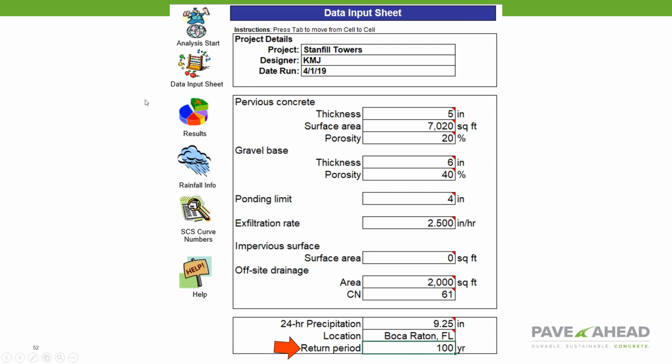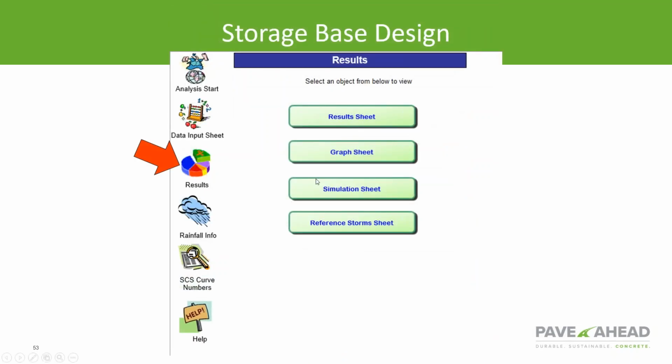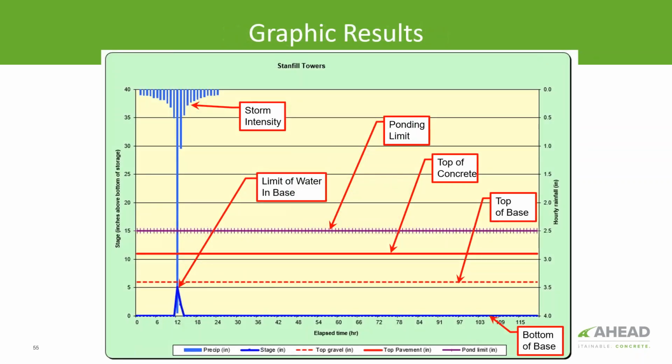When you get all that together, you're going to go over here where it says results. And when you hit on results, you're going to get these 4 options here. And the first one I always go to is the graph sheet, because that's going to tell me right away if I have enough stone. So when you go to the graph sheet, here's what you're going to see. Now, these call outs I have here, that's not normally there. I put those there so you can understand what you're looking at.